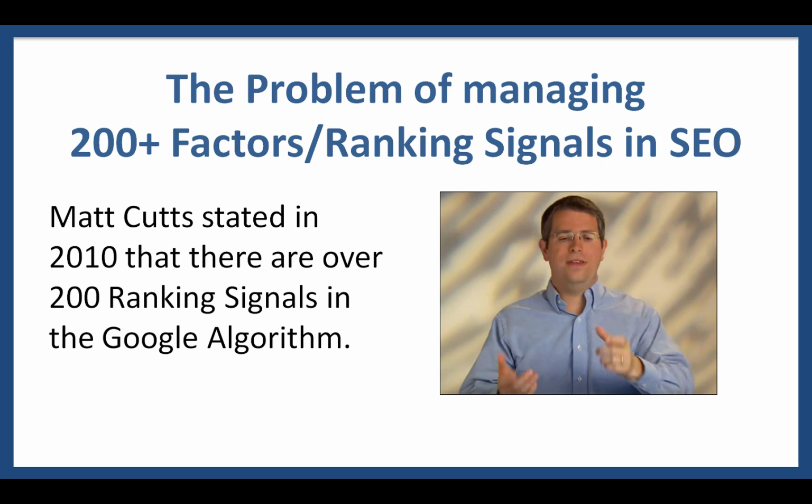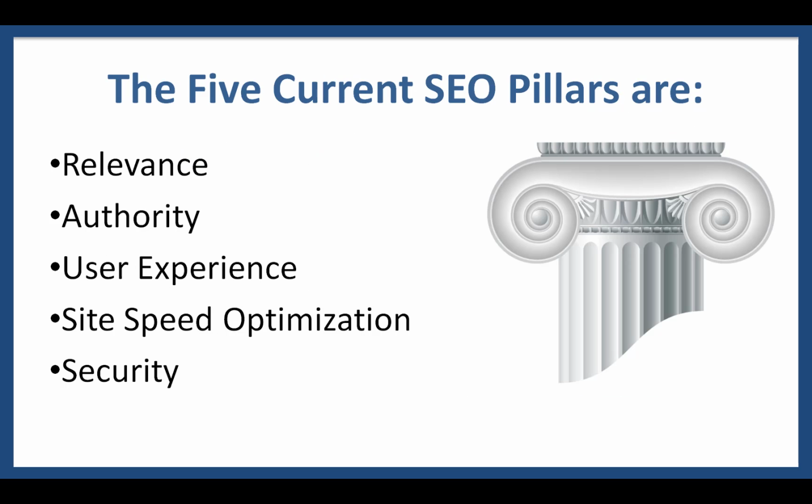So what I did is I created a project management plan which encapsulates all 200 ranking signals, and I placed them into 5 distinct SEO pillars. It's just been a beautiful system. It's really helped my clients, and we're getting really good ranking results as a result of it. I wrote a book on it, and this is what we're going to be covering today. The 5 current SEO pillars are relevance, authority, user experience, site speed optimization, and security.